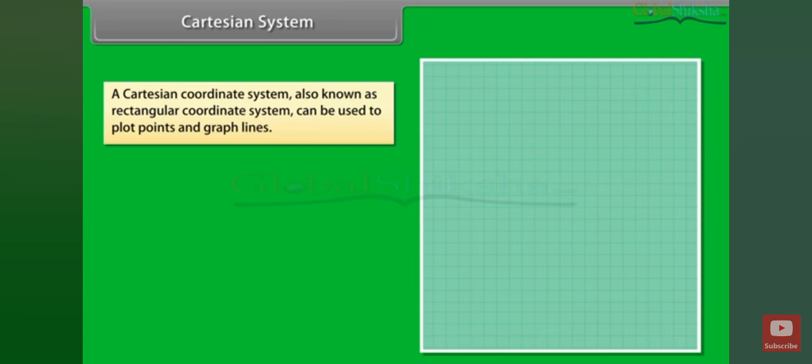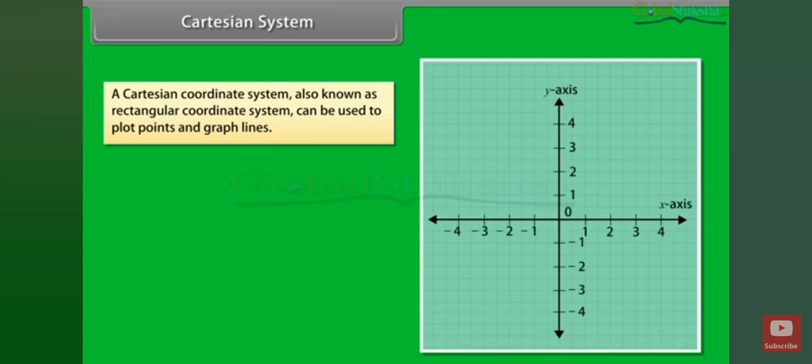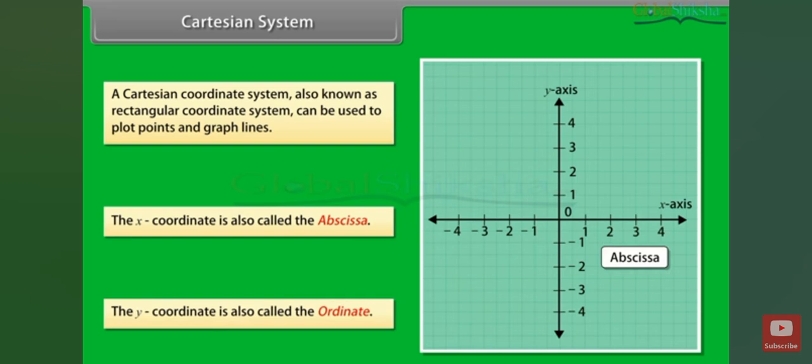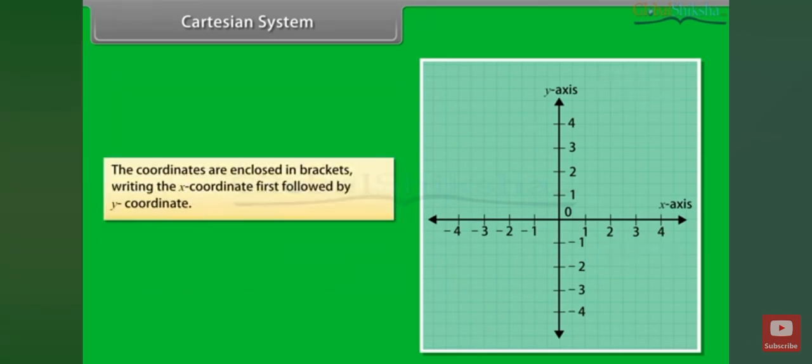lines. It is basically a set of two number lines, the x-axis and the y-axis. The x-coordinate is also called the abscissa. The y-coordinate is also called the ordinate. The coordinates are enclosed in brackets, writing the x-coordinate first, followed by the y-coordinate. The center or intersection of the two axes is equal to (0, 0).